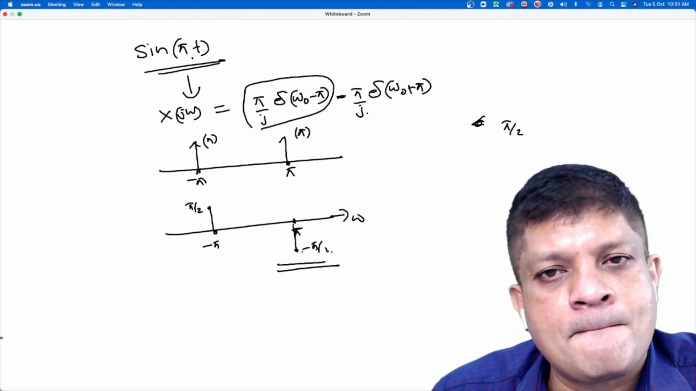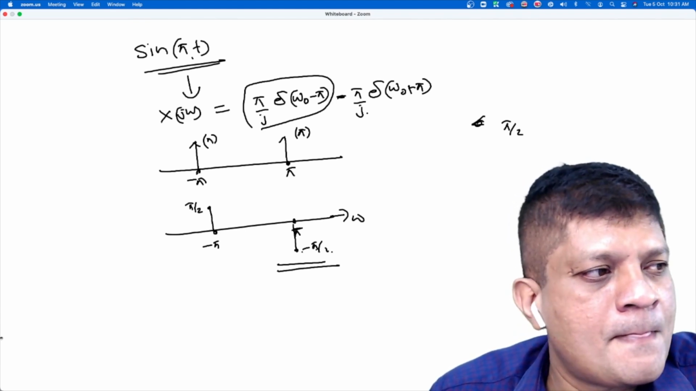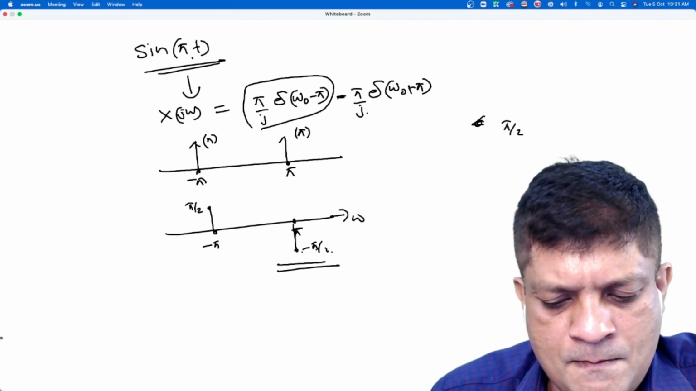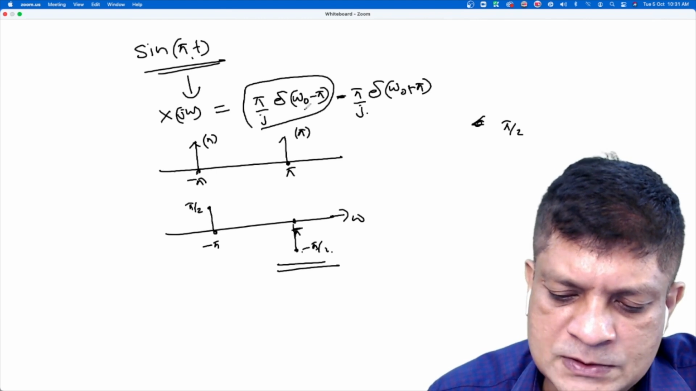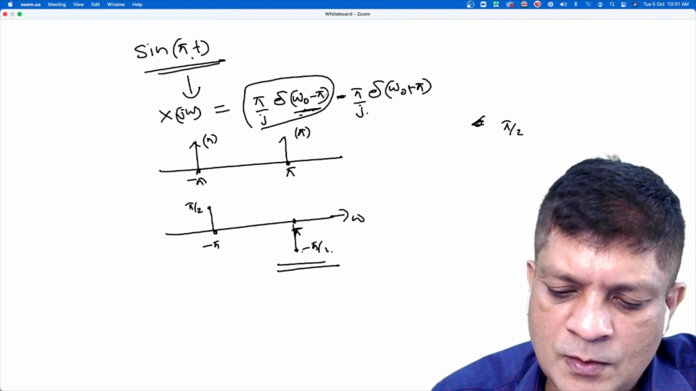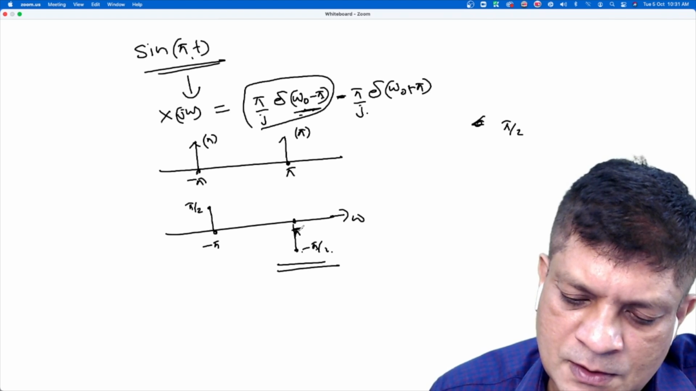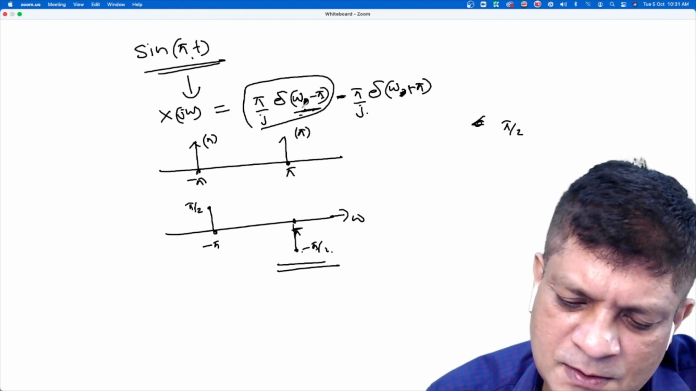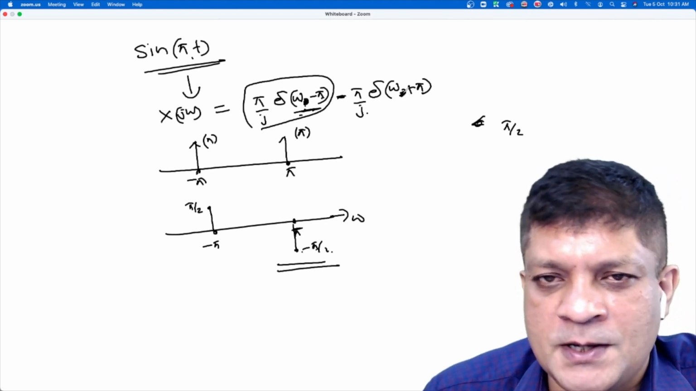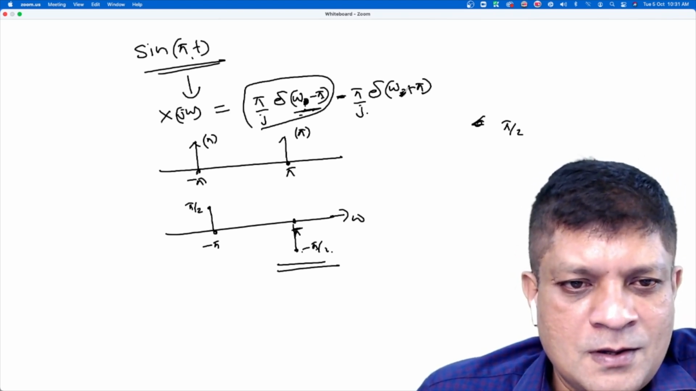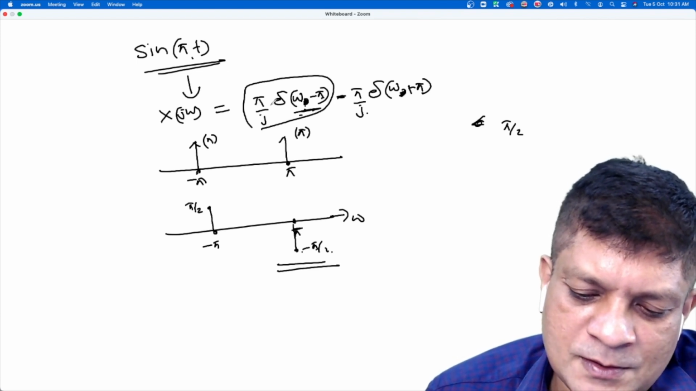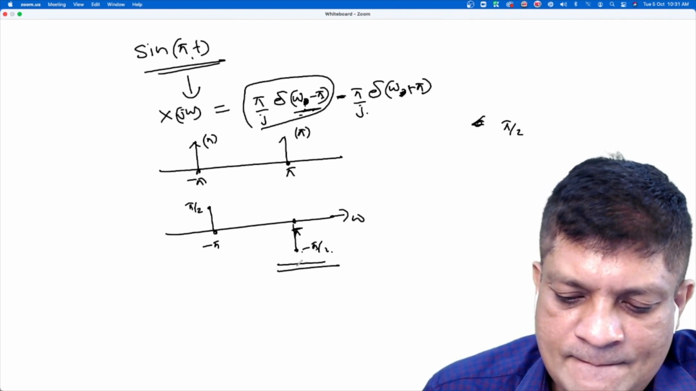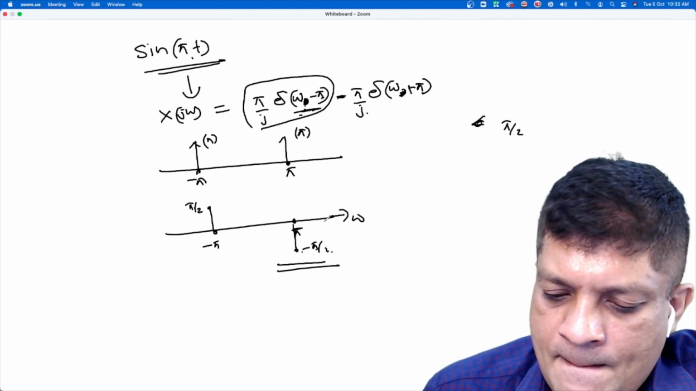Sir, isn't it reversed, like at pi it is pi by 2 and at minus pi it is minus pi by 2? No, where is this? Which one is this? Sorry, it is omega minus pi, not omega naught minus pi. Omega minus pi and omega plus pi. Is it? Yes, sir. So where is this point? Sir, it will be 0 and the phase will be determined by the omega plus pi term.